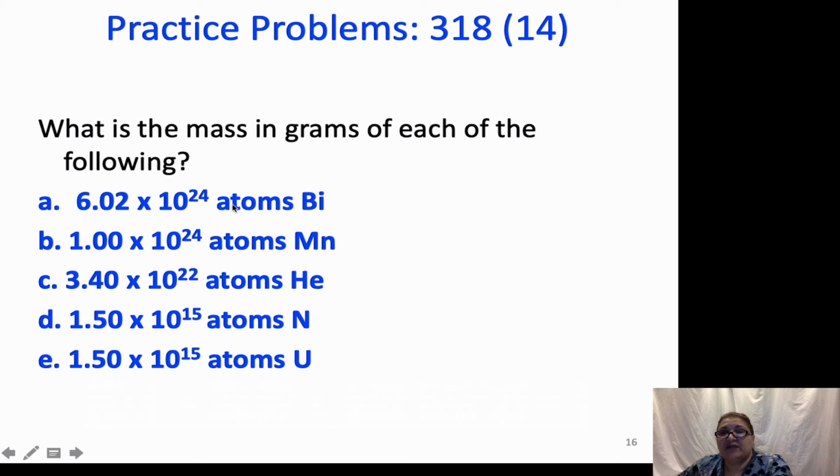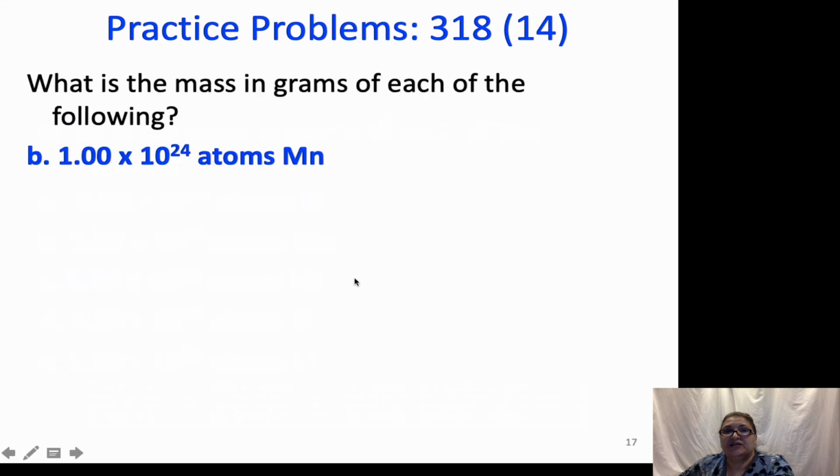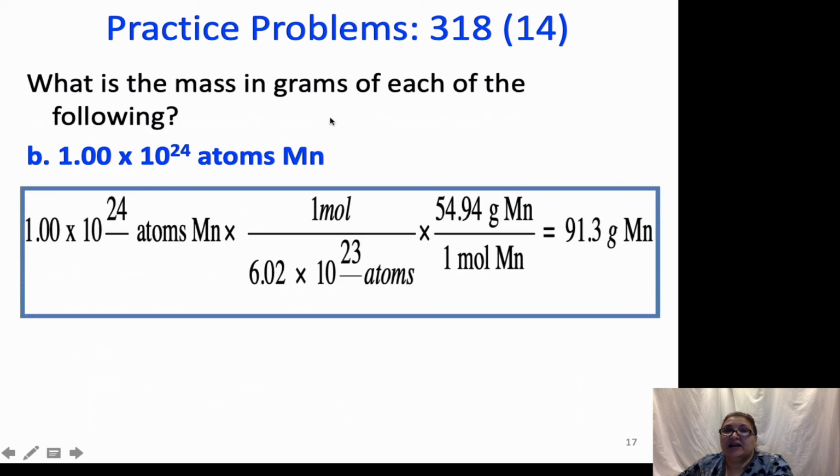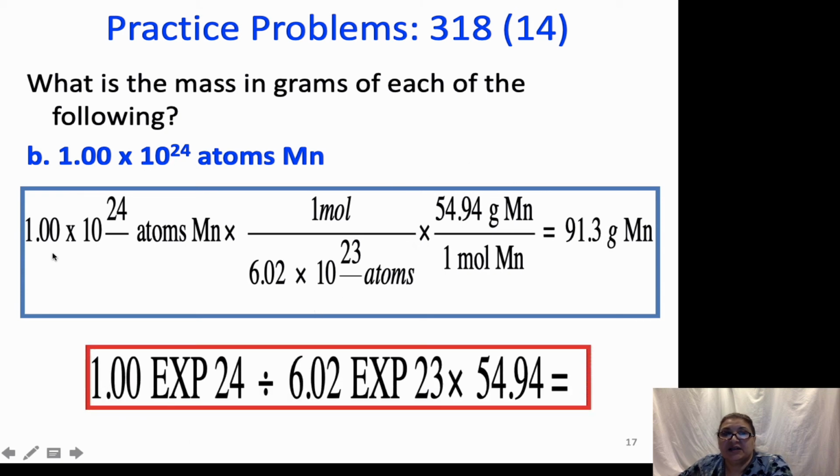We're going to divide by Avogadro's, multiply by molar mass. So if you just write down the steps, it should guide you through it. 1 times 10 to the 24th atoms of manganese, and we want to go to grams. So you divide by Avogadro's number, multiply by molar mass of manganese right off the periodic table. And here are the steps. 1 times 10 to the 24th divided by 6.02 times 10 to the 23rd times 54.94. And we should get 91.3 grams of manganese.